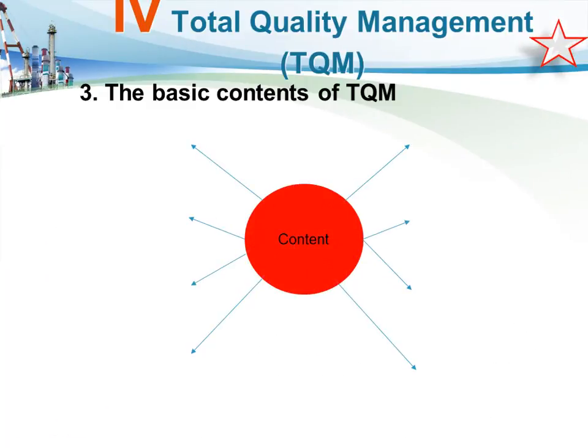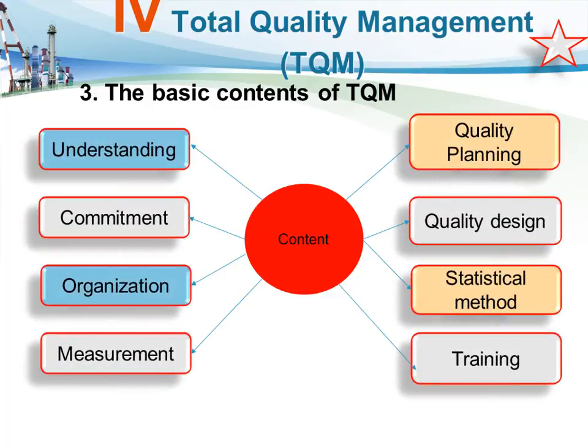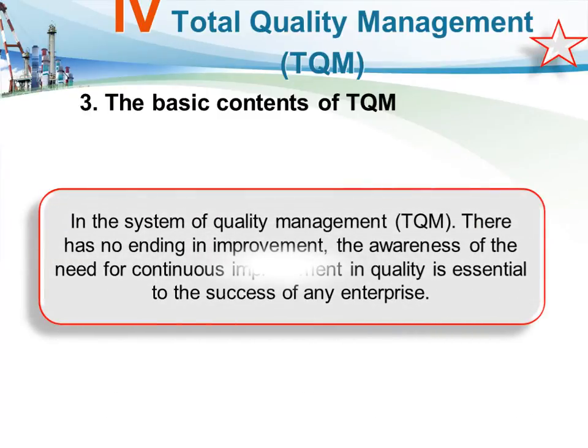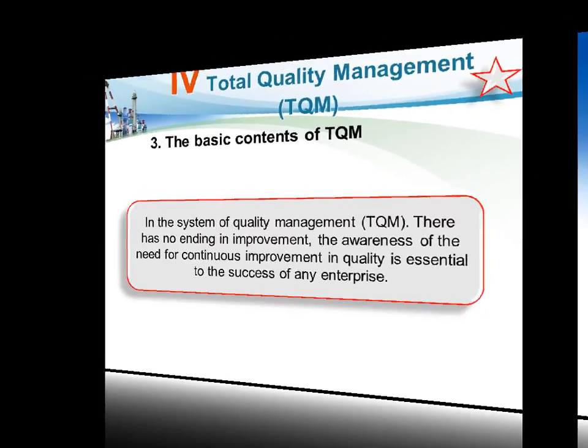The basic content of TQM: understanding, commitment, organization, measurement, quality planning, quality design, statistical methods, training. In the system of quality management TQM, there is no end to improvement. The awareness of the need for continuous improvement in quality is essential to the success of any enterprise.